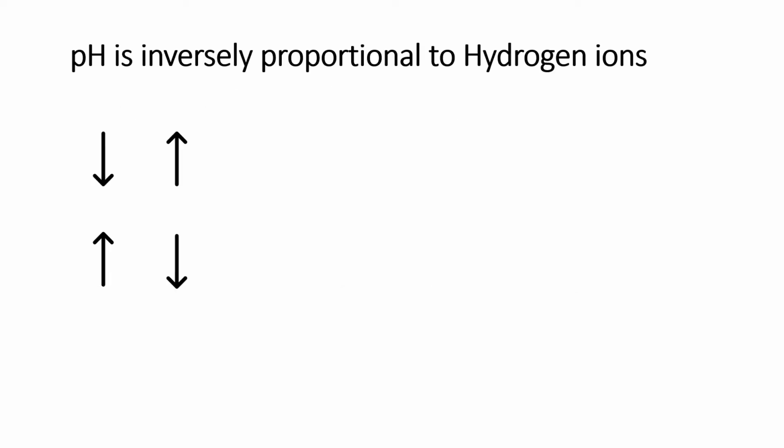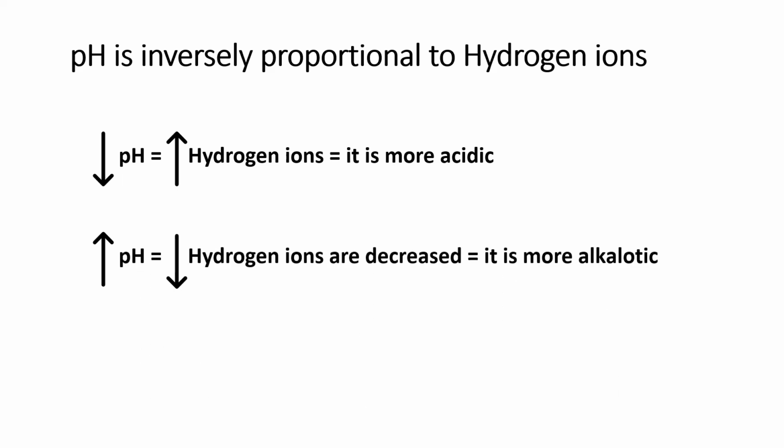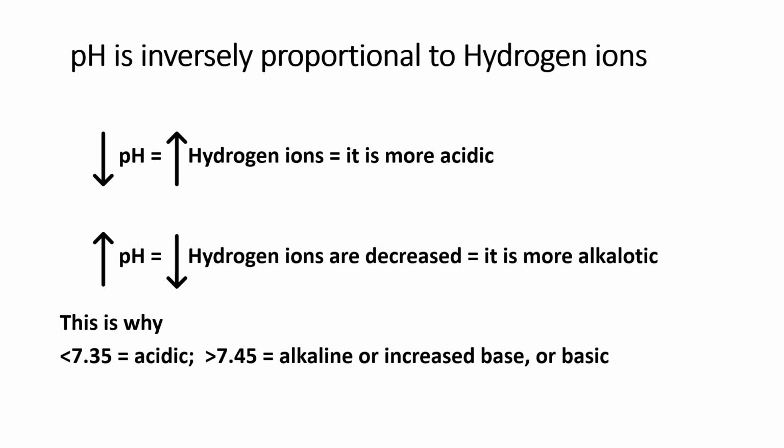And like I mentioned, pH is inversely proportional to hydrogen ions. Decreased pH equals increased hydrogen ions, equals it is more acidic. Increased pH equals decreased hydrogen ions, and as they are decreased, it is more alkalotic. This is why less than 7.35 equals acidic, and greater than 7.45 equals alkaline, or increased base, or basic.